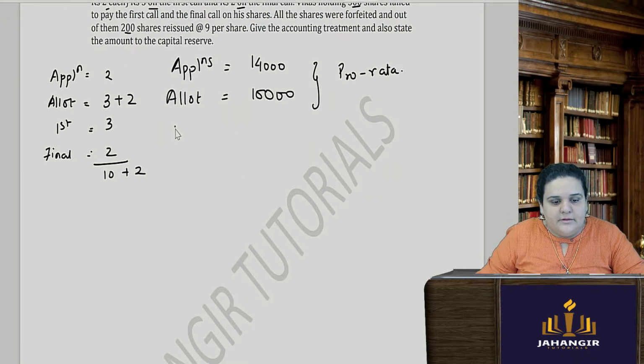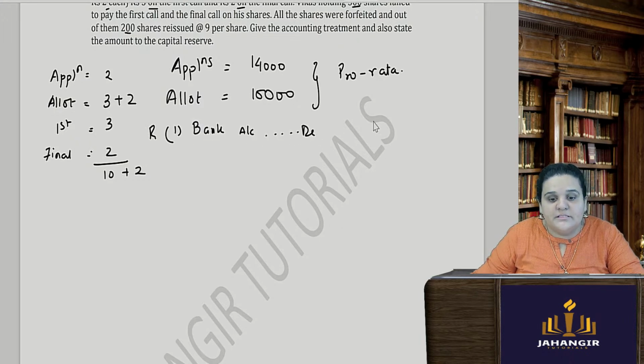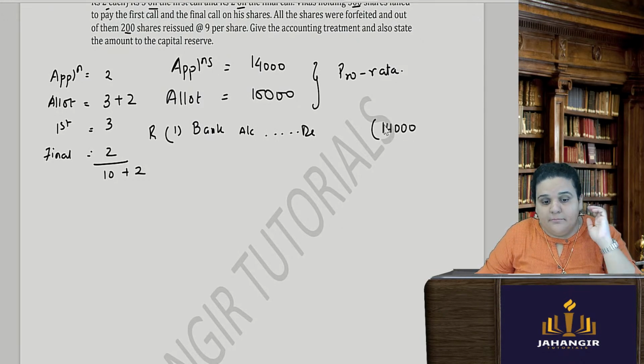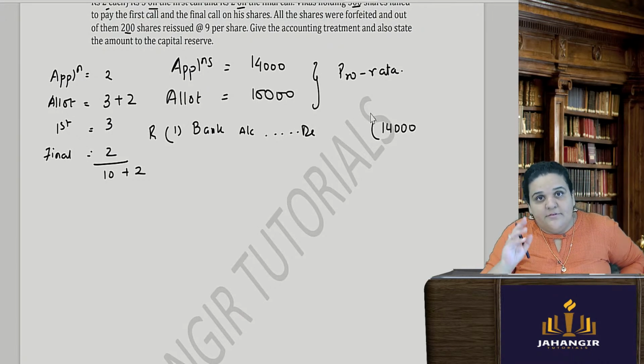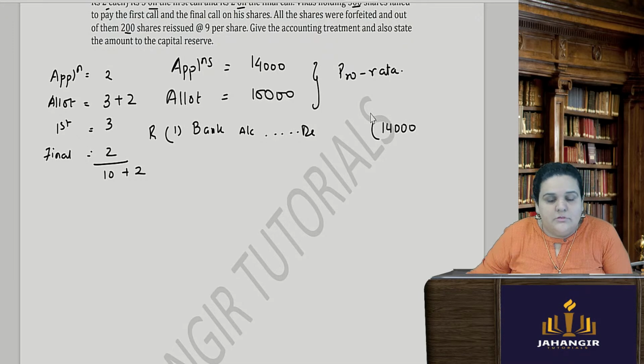My first journal entry will be receipt of my application stage. So it will be bank account debit. I'm going to receive money as per 14,000. 14,000 applications have come, not 10,000. The company had offered an issue of 10,000, but I received applications for 14,000 shares. 14,000 shares into 2 rupees, 28,000. To share application.